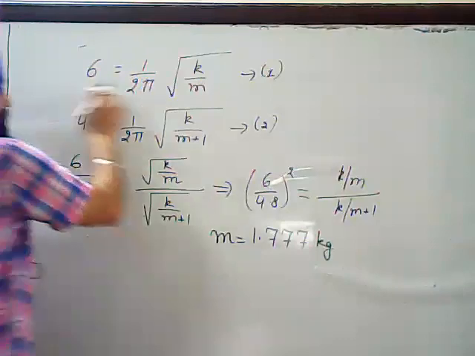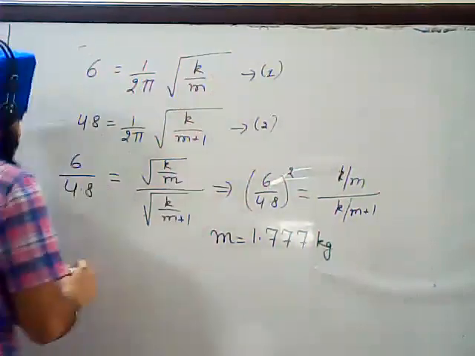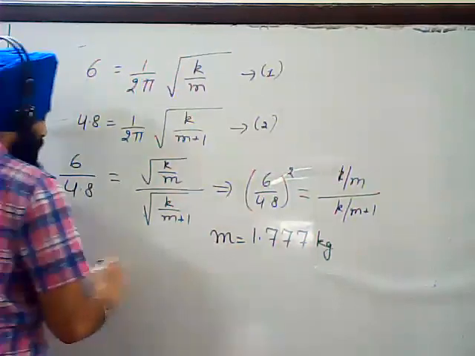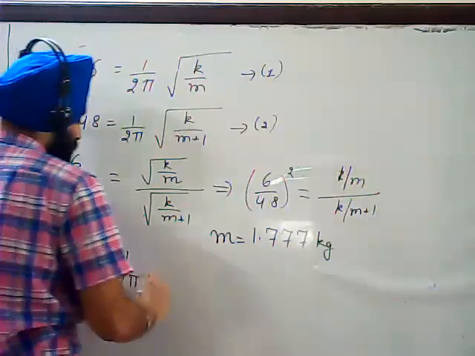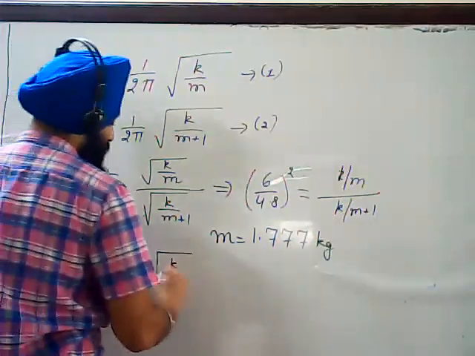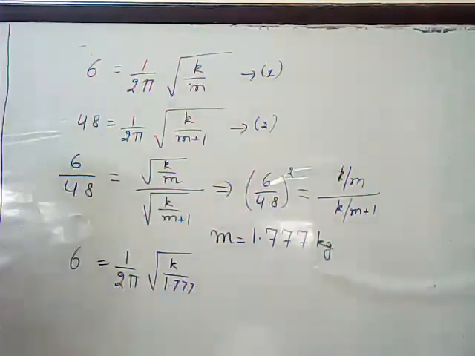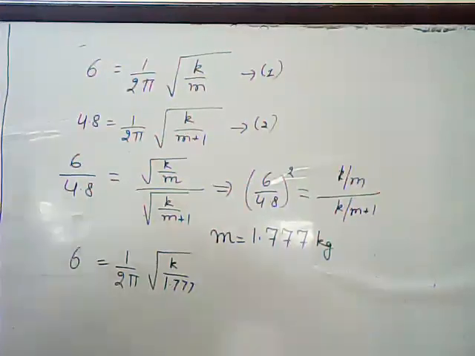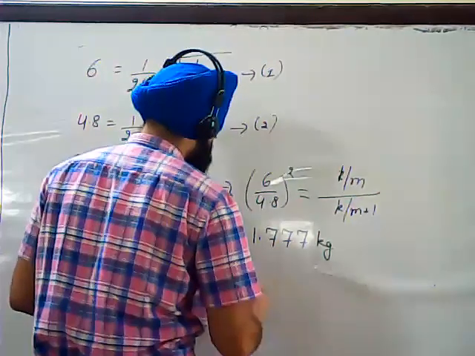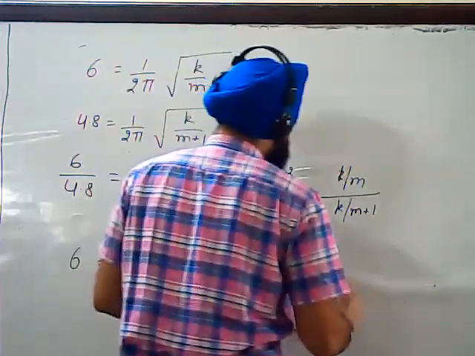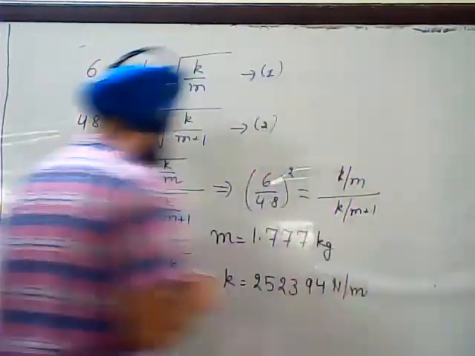And now we know that 6 is equal to 1 by 2 pi into under root k by m. So put the value of m in equation number 1. The value of m is 1.777. So there is a single equation and only one variable. The value of k will be 2523.94. The units are Newton per meter.